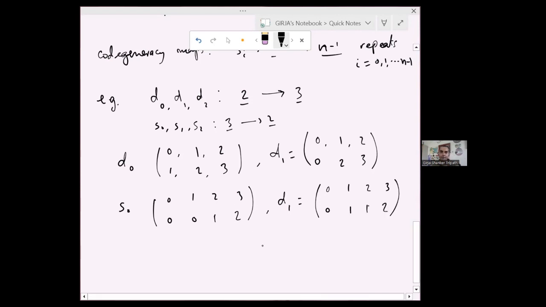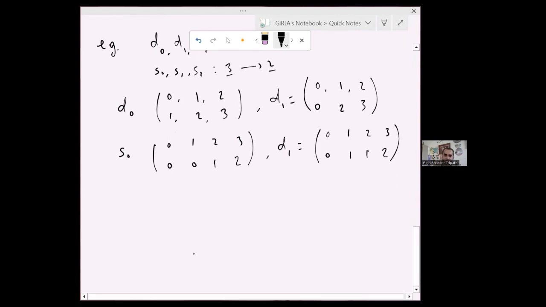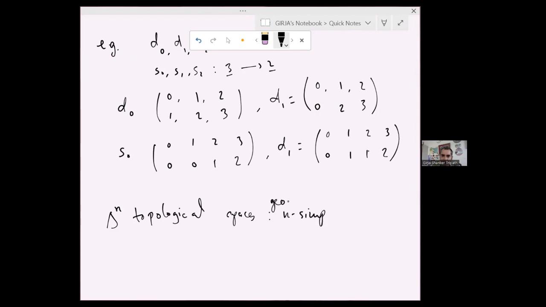So why do we call them cofaces and codegeneracies? The reason is this. We have these topological spaces, delta n's. These are the ones which, at least in some versions, you use in your simplicial cohomology, or geometric simplicial cohomology.